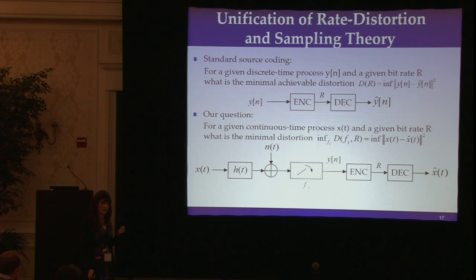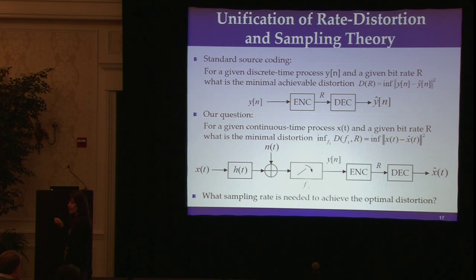And once we know what that minimal distortion is, a very interesting question is, what is the sampling rate needed to achieve that minimal distortion? Is it, in fact, the Nyquist rate? Or maybe we could go lower than the Nyquist rate. Deriving these results is quite involved.